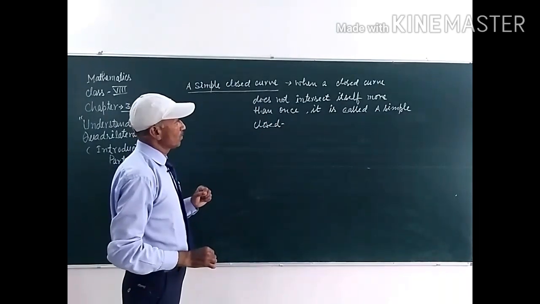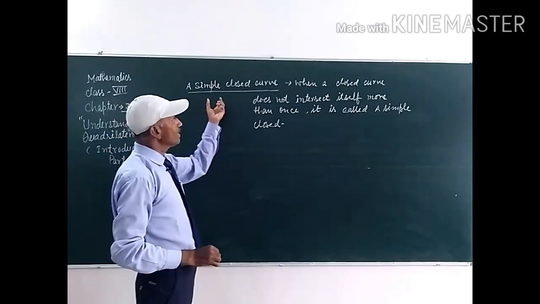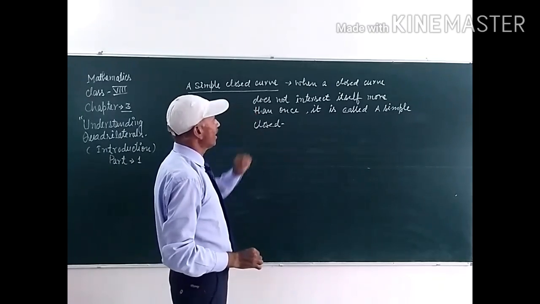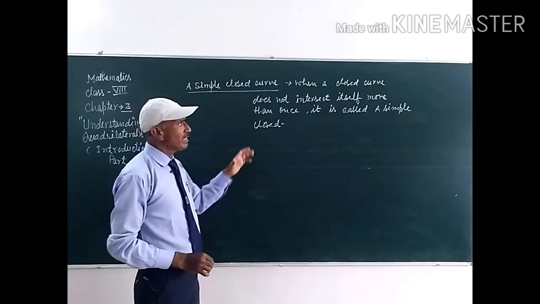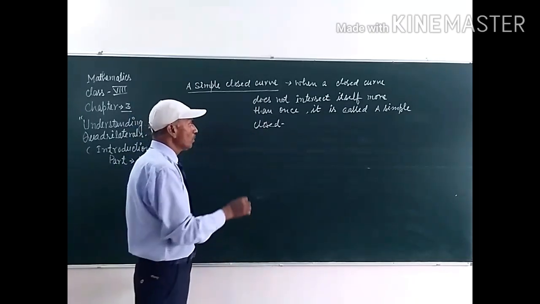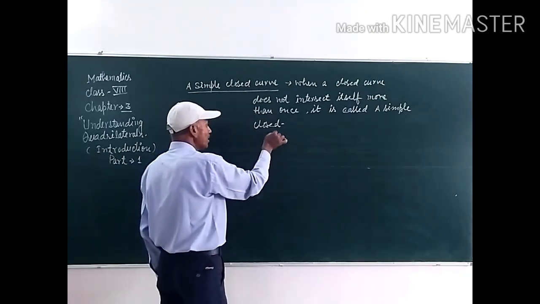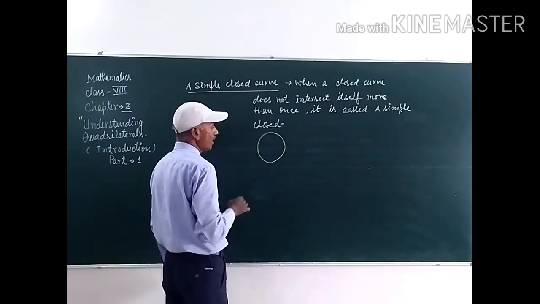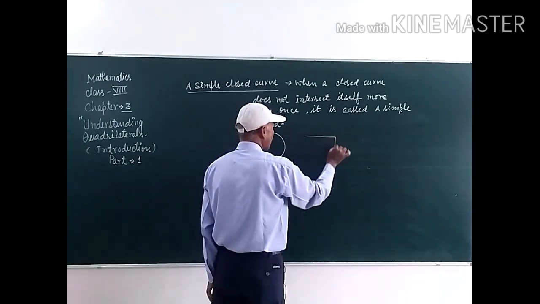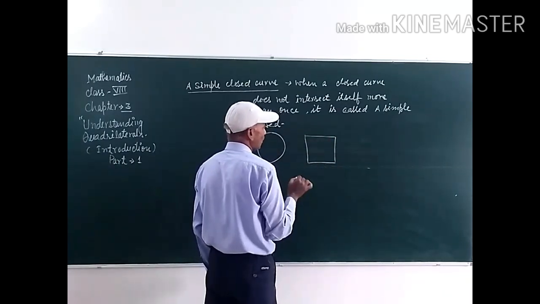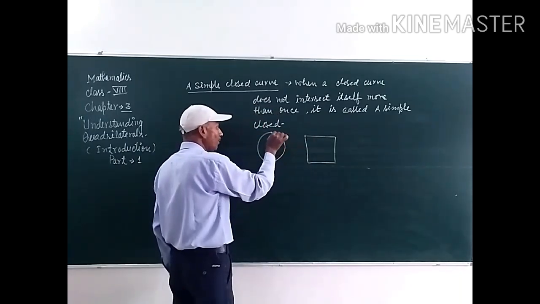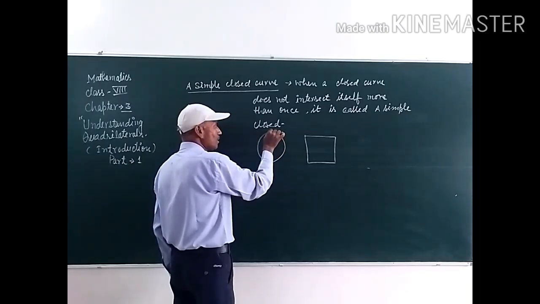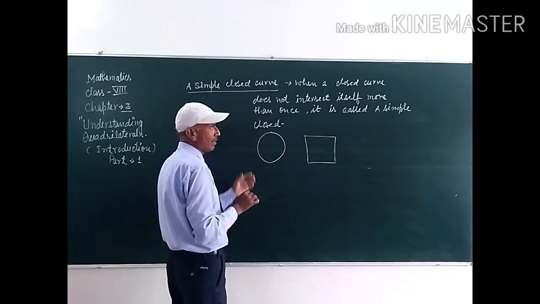A simple closed curve, students. A simple closed curve is a curve when it does not intersect itself more than one time, or more than once. It is called a simple closed curve. So examples of simple closed curve, students: this one is a simple closed curve. This is also a simple closed curve, students. Because we start from this point and again we get this point, it means this point intersects, but it does not repeat again and again. Clear, students?